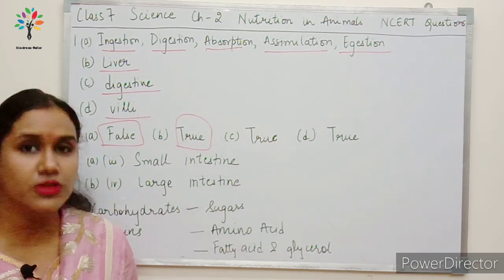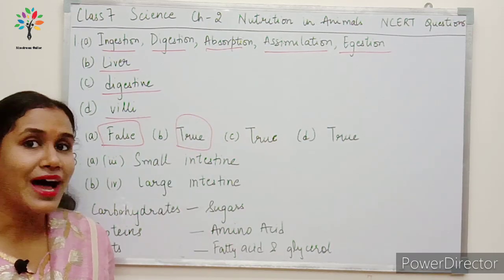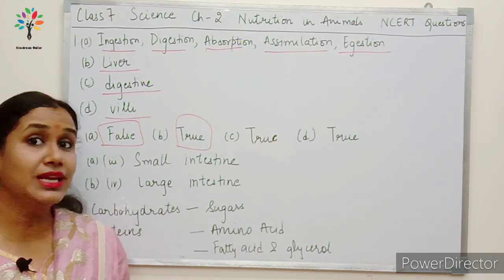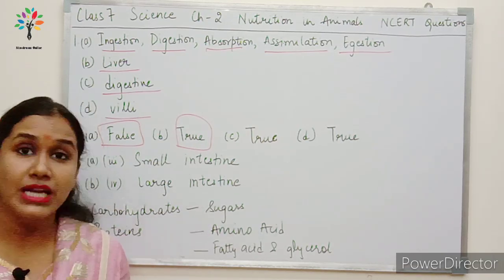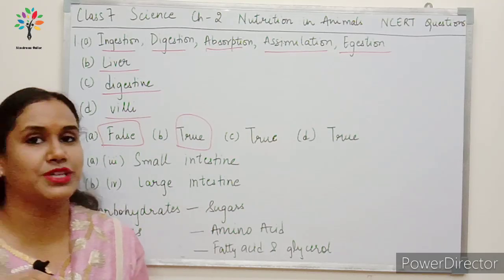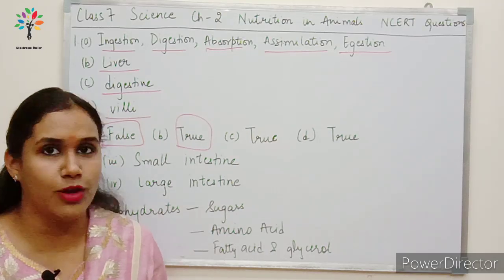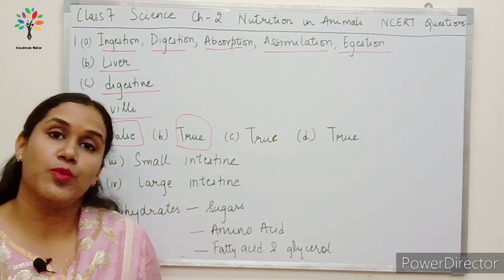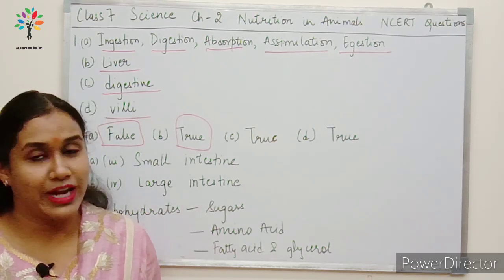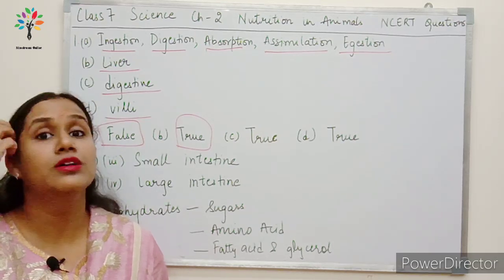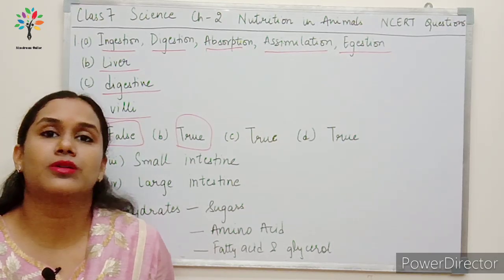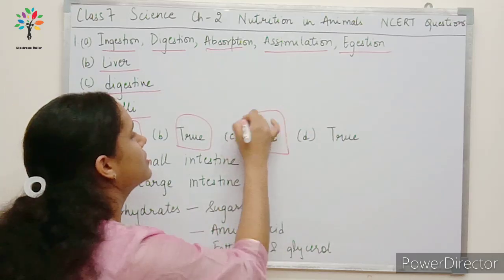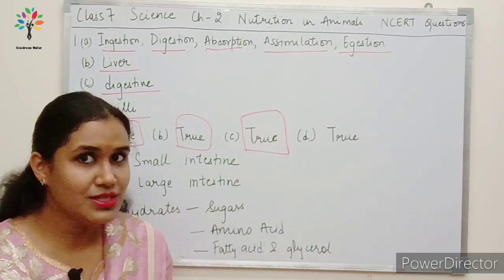Okay, moving on to the third statement. The gallbladder temporarily stores the bile. If you remember, the bile is secreted by the liver and it is stored for some time, or temporarily, in the gallbladder, and then it is sent to the small intestine where it acts on the food, right? So this statement is true.